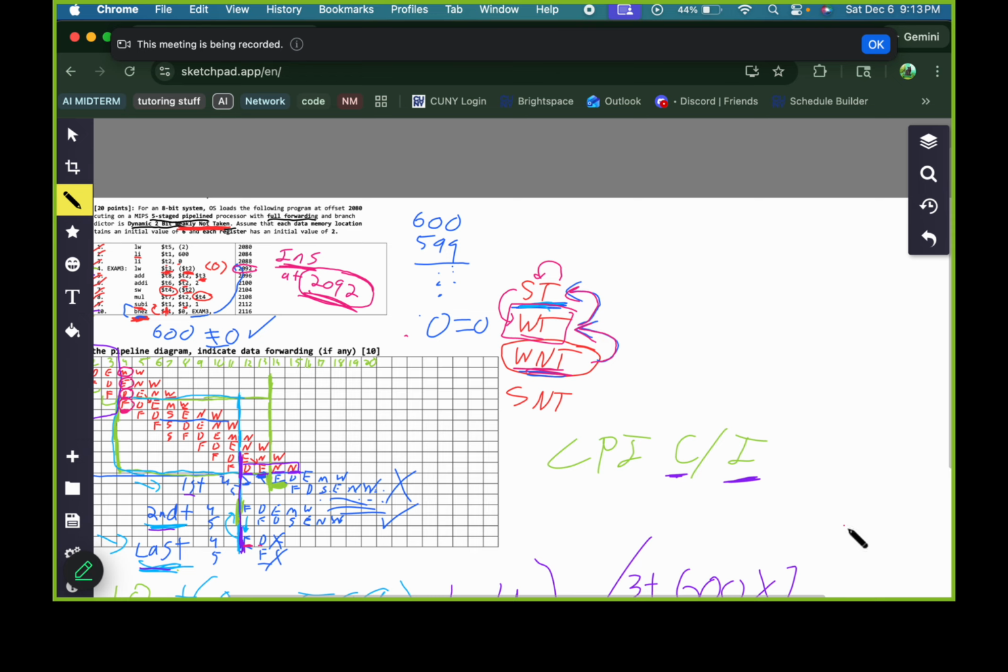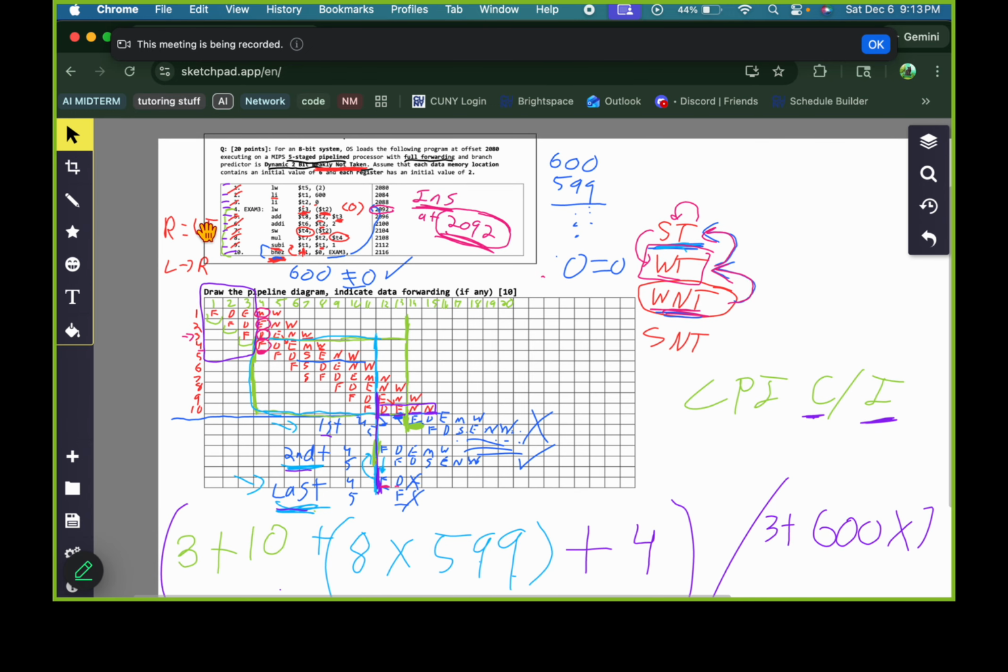So those are three possible ways of assessing your knowledge with these kinds of questions. The main thing to keep in mind with pipelines is there's a lot of stuff happening at the same time. So even if you're talking about one instruction, there's other things happening at the same time. It's like you're taking a class, but there's a bunch of other classes happening at Queens College at the same time.